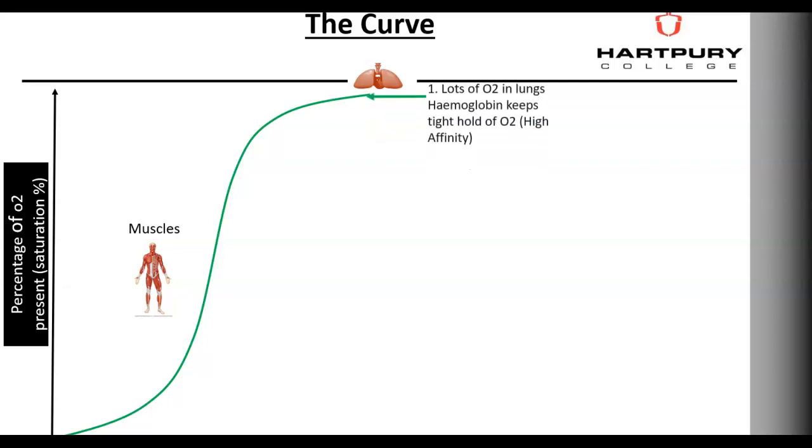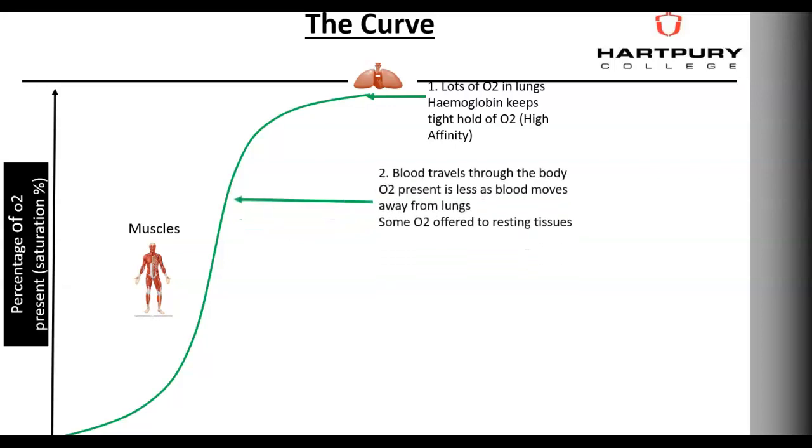Okay, so at the very top of the curve, there's lots of oxygen in the lungs. Hemoglobin is kept tight hold, so there is high affinity in the lungs, okay, we're holding on to that oxygen. As we move through the curve, that blood is travelling through the body, and oxygen is present, and it's less as it moves away from the lungs. So as oxygen is moving within the blood along our curve, we are releasing oxygen, offering off oxygen to our resting tissues to help with processes. Okay.